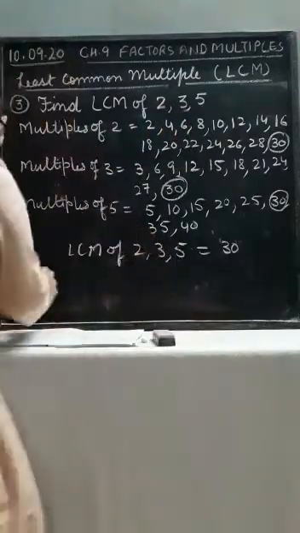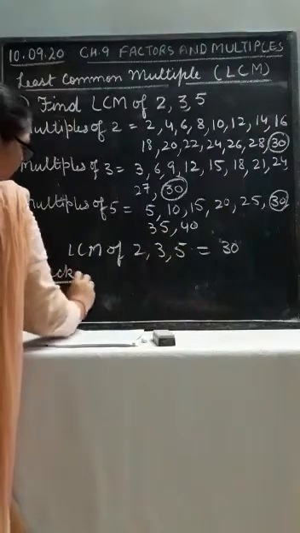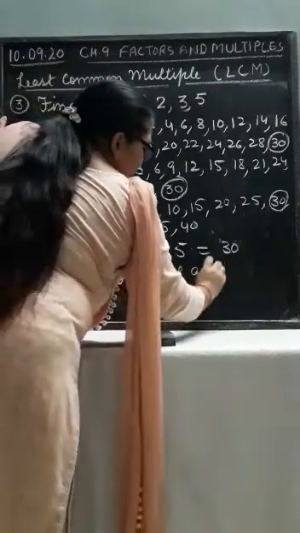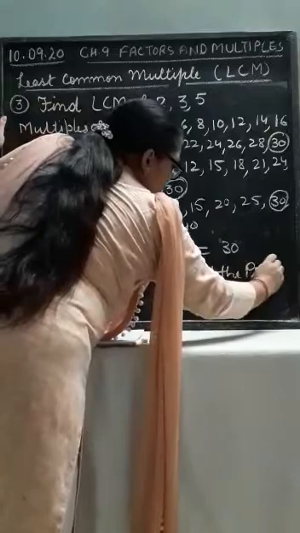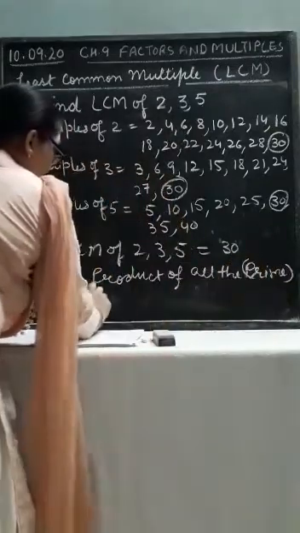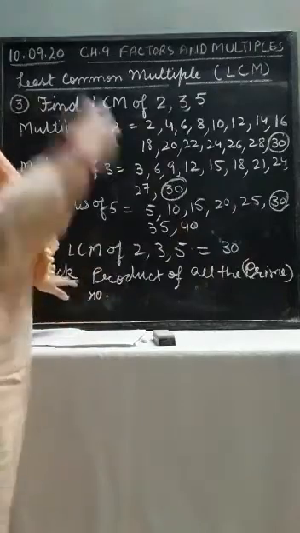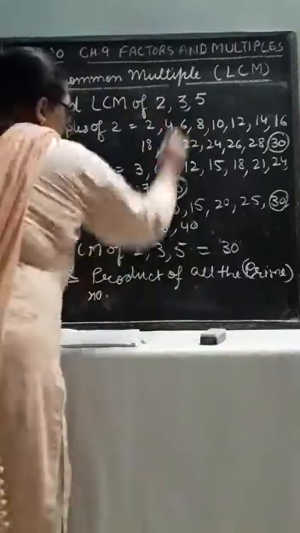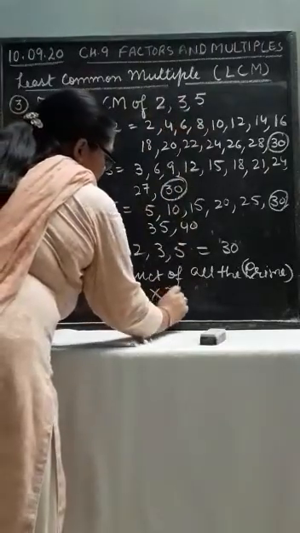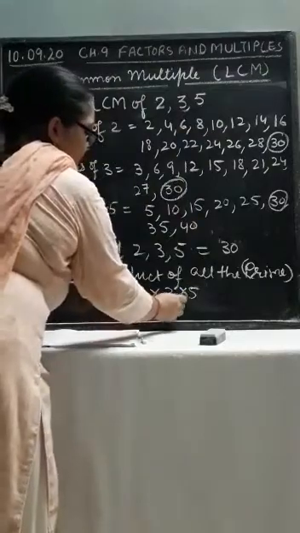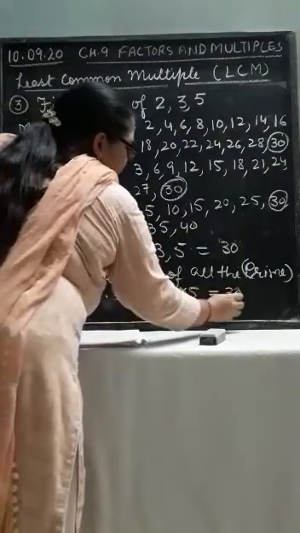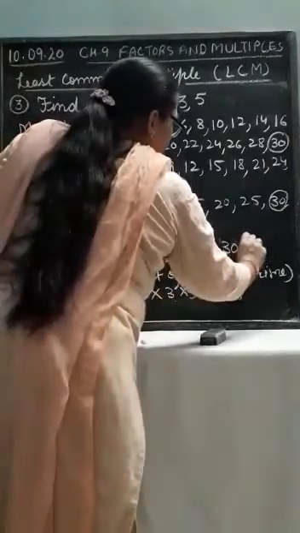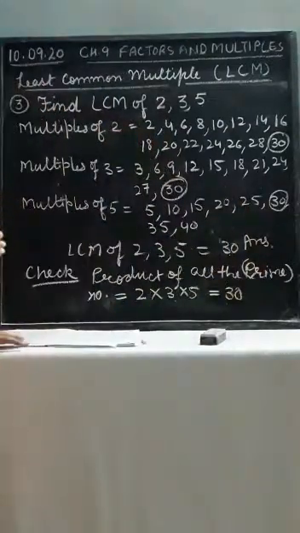Let us check this. Product of all the numbers, prime numbers. This check is possible only when all the numbers are prime. Keep in mind. Here 2, 3 and 5 are prime numbers. We will find out their product. 2 3s are 6, 6 5s are 30. Our LCM is also 30. So our answer is LCM of 2, 3 and 5 is 30.